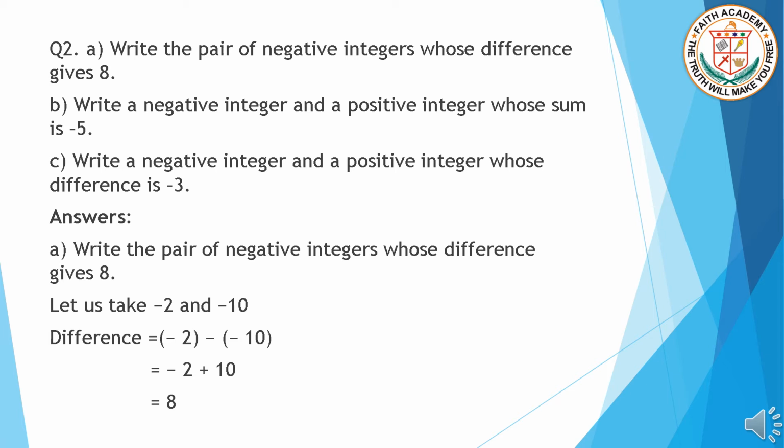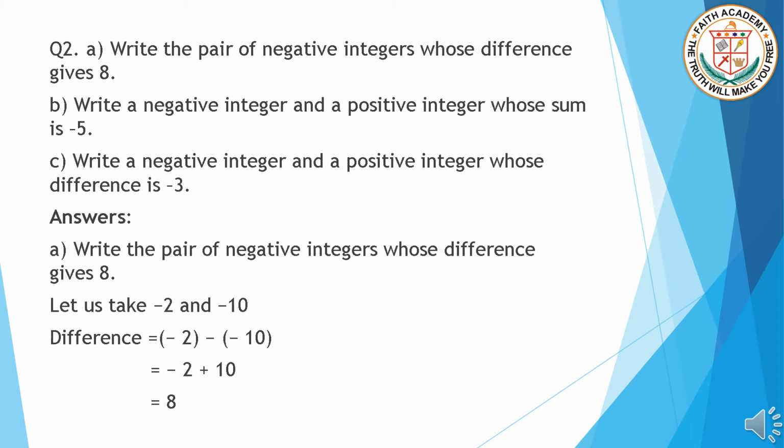So minus 2 minus minus 10. In the next step, since two signs are coming together, I use the rule of sign, and so it becomes one sign, negative and negative becomes positive. So the next step comes out to be minus 2 plus 10.